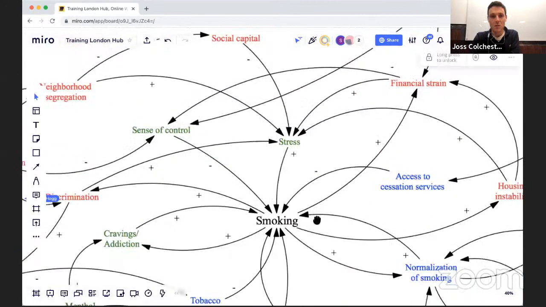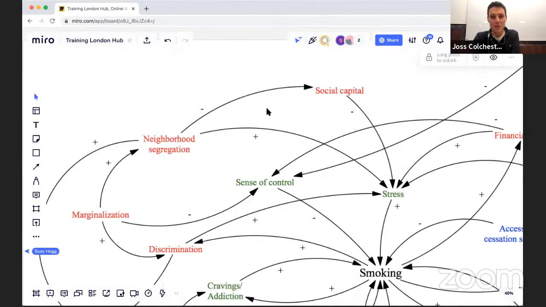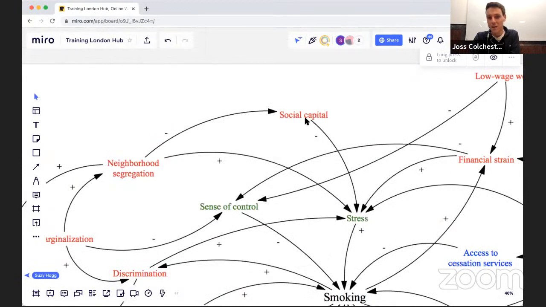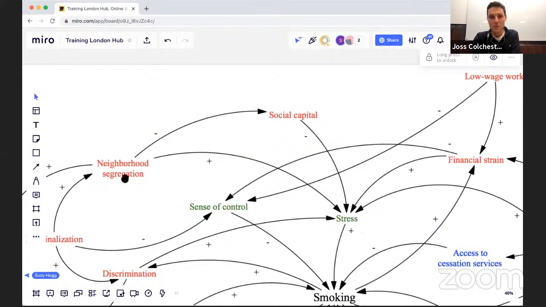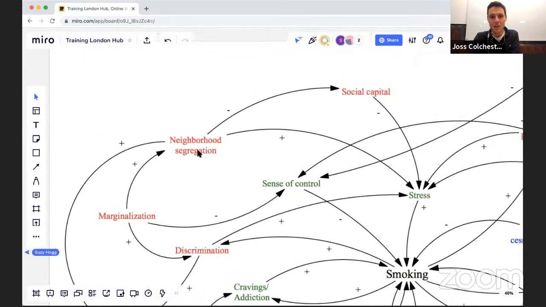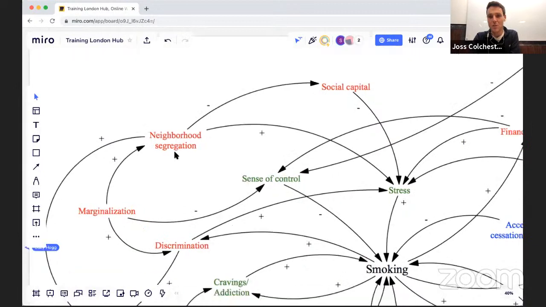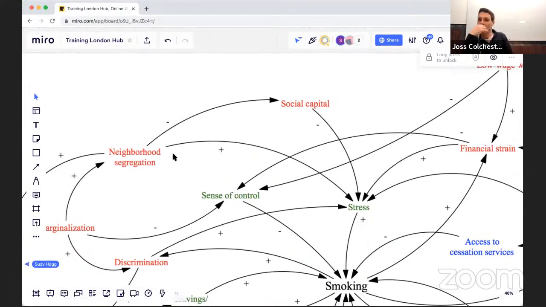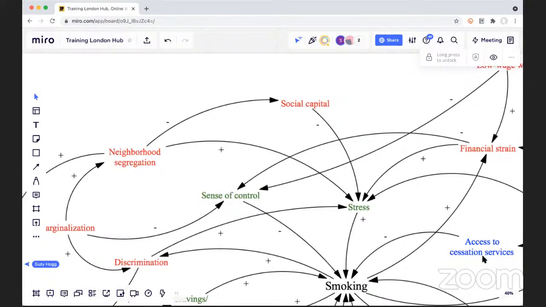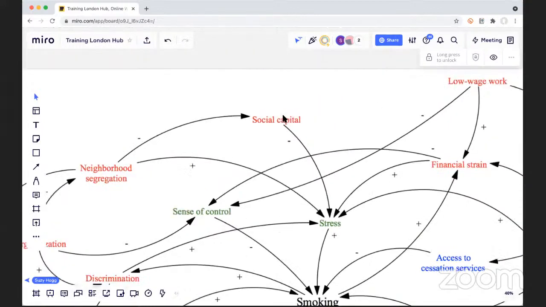Let's look where else over here. So neighborhood segregation, negatively correlated with social capital. Someone want to walk me through this? What's happening here? Neighborhood segregation, social capital, stress and smoking. Someone want to say that one? Well, I can speak from the perspective of the United States that when you do have segregated neighborhoods, people tend to stick to their own groups. And so then social capital decreases, right? Because there's no interaction between different social groups. That obviously leads to decreased opportunity and increased stress.